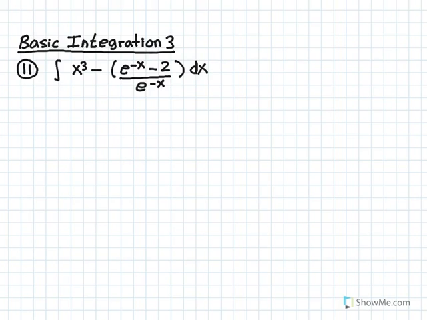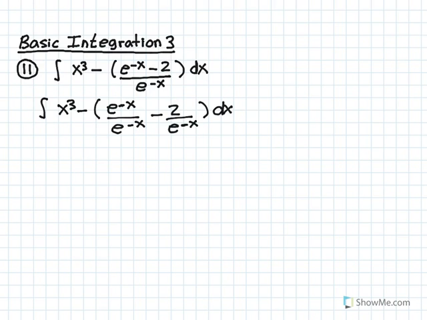In this video, we're going to solve some more basic integrals. Let's simplify this integrand: the integral of (x cubed minus e to the minus x) divided by e to the minus x, minus 2 divided by e to the minus x, dx. Simplifying a bit further, x cubed minus e to the minus x over e to the minus x cancels out. We get 1 minus 2 e to the x.